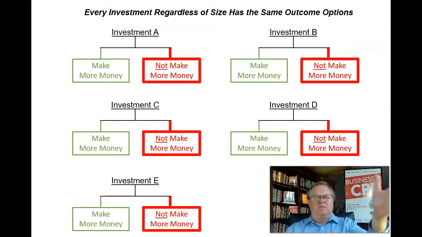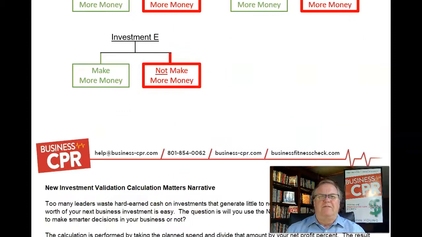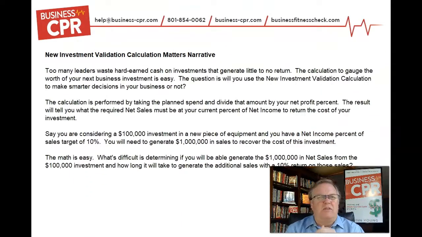Because here, just look at this scenario. You have 5 different investments. They all have the same outcome options. Doesn't matter the size of the investment, they all have the same outcome. And so use this formula. In fact, here's a scenario to appreciate the power of this formula. It's a really simple calculation. All you're doing is you're taking the investment cost and you're dividing it by the targeted percent of net income.